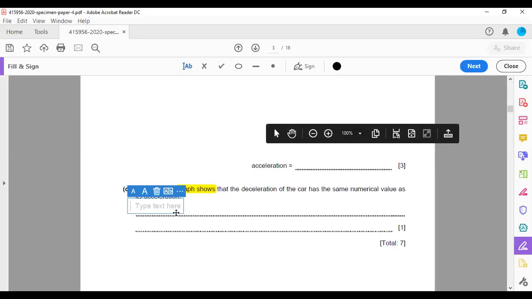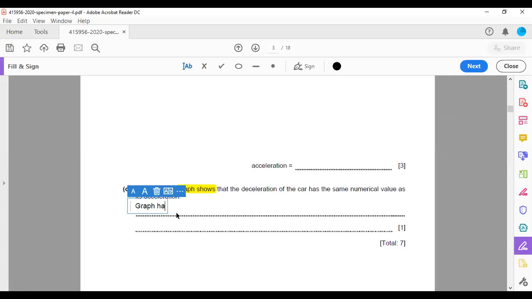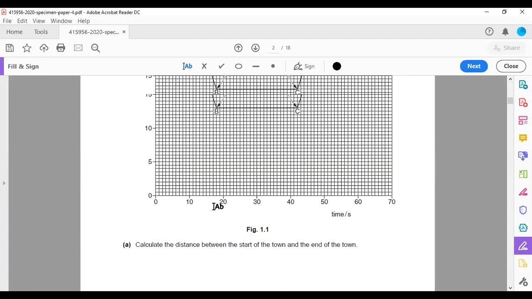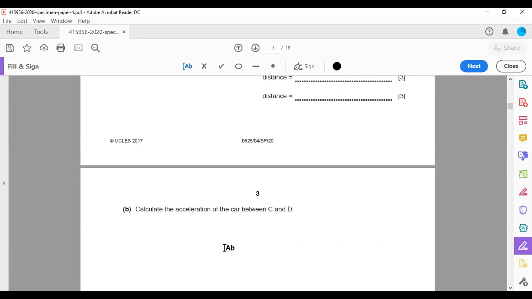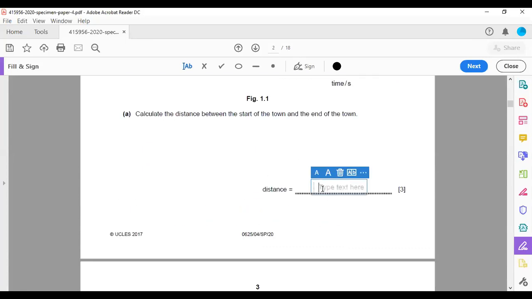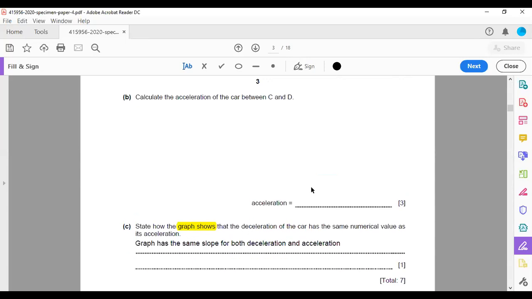So we are going to say that the graph has the same slope for both deceleration and acceleration. Good. That's basically it, and we can calculate it using the two values on the graph here between point A and point B, as I showed you last week, and you could calculate it. Your distance value was 312 meters. K was 1.5 meters per second squared.